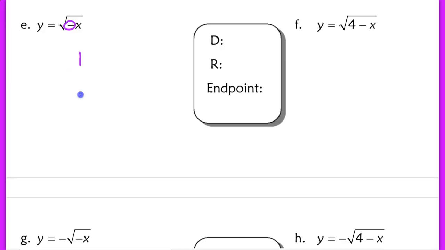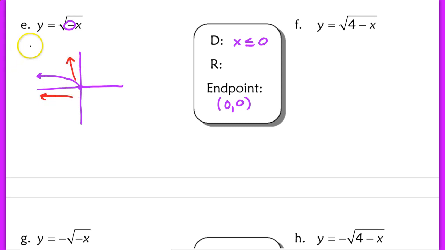So for a quick sketch here, I'm at the endpoint 0, 0 still, but now it's going to open to the left. So that's the general shape of this function, and our domain and range are going to be a little bit different. We have an endpoint still of 0, 0, but now our domain is going to be all x values less than or equal to 0, because as you can see, we're decreasing the x values here. The y values, though, still increase to positive infinity, because this is going to get bigger and bigger and bigger as x gets smaller and smaller and smaller. So our range is y is greater than or equal to 0.